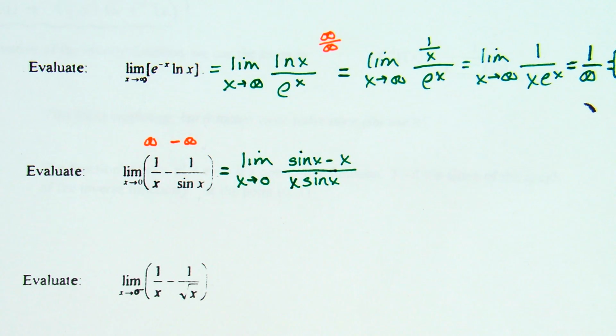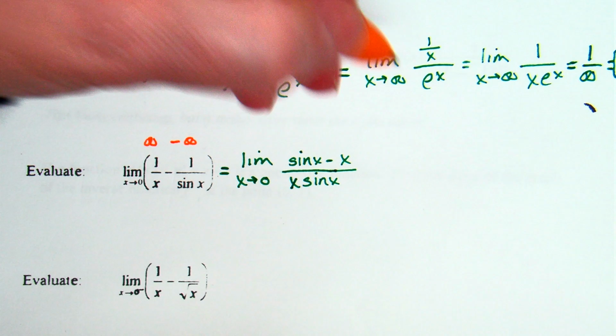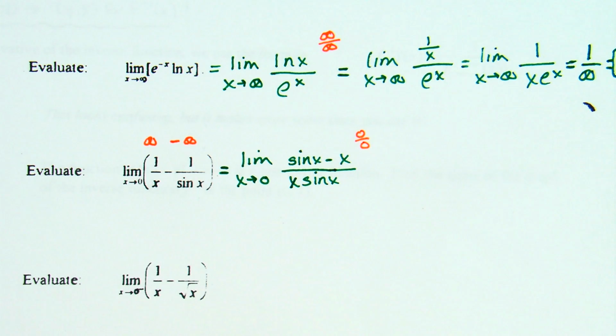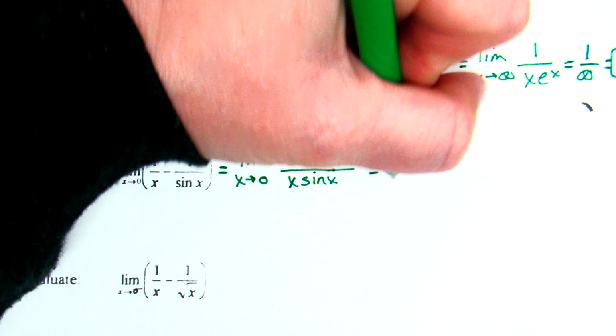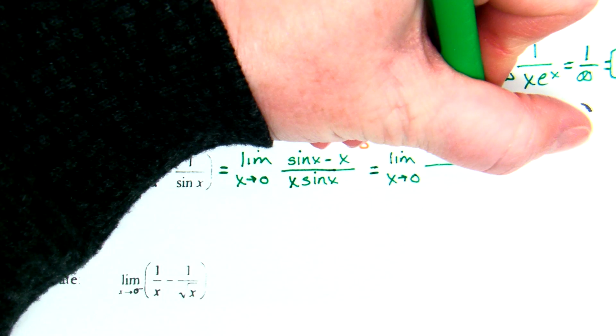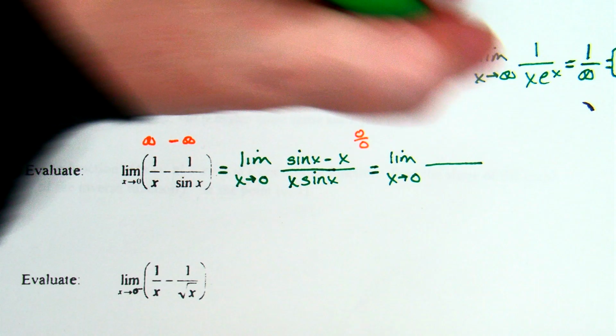Now, check yourself out before you just jump right into L'Hopital's. Is it an indeterminate form still? Yeah, if you plug in 0, you're going to end up with 0 over 0, which means we need to apply L'Hopital's. So, limit as x approaches 0. What is the derivative of sine x minus x? Cosine x minus 1.